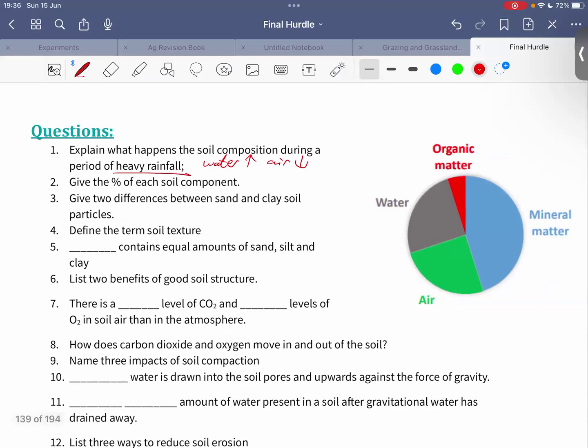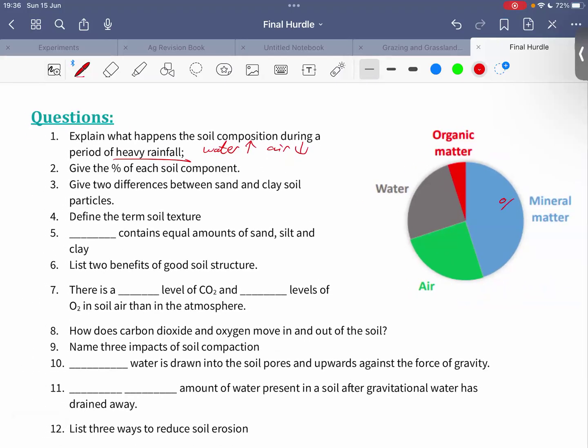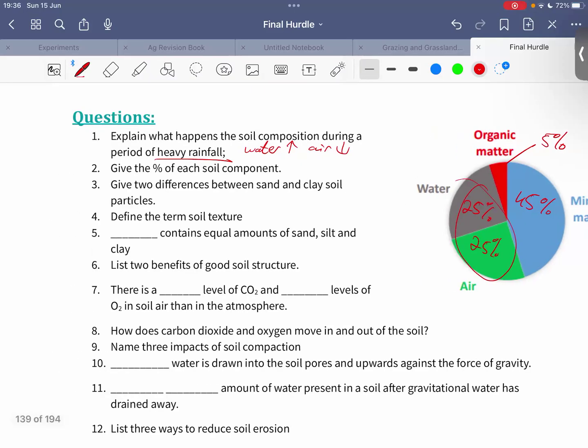Okay, let's go here. Mineral matter, what percentage? 45%, lovely. Organic matter, it's in red. What percentage? 5%, lovely. And these two here, our pore space is going to be 25% each. Remember, we were saying earlier that our pore space needs to be 50%.